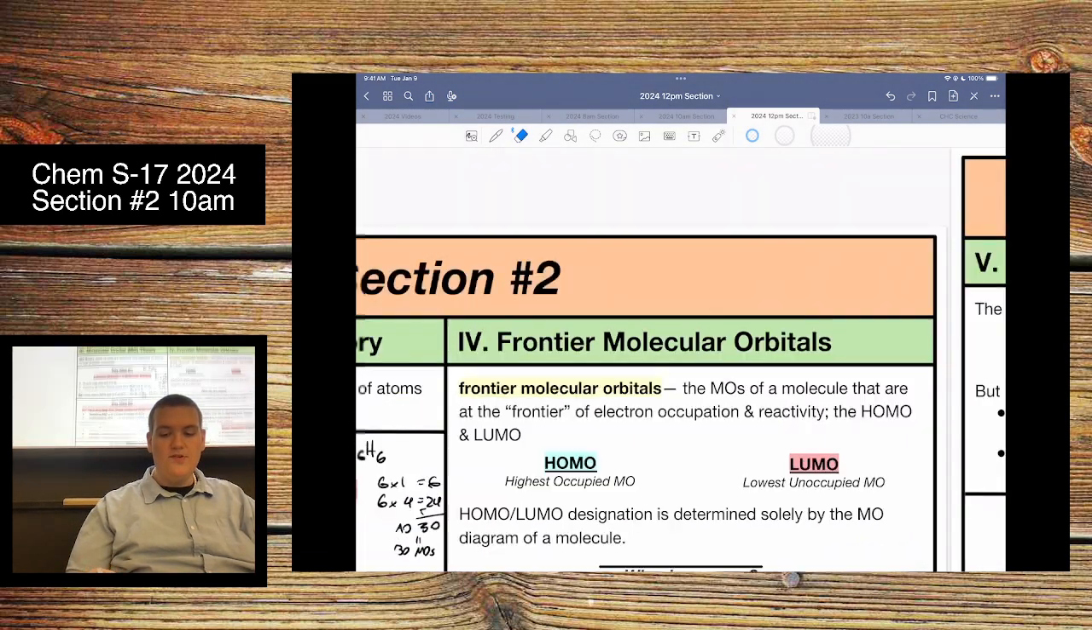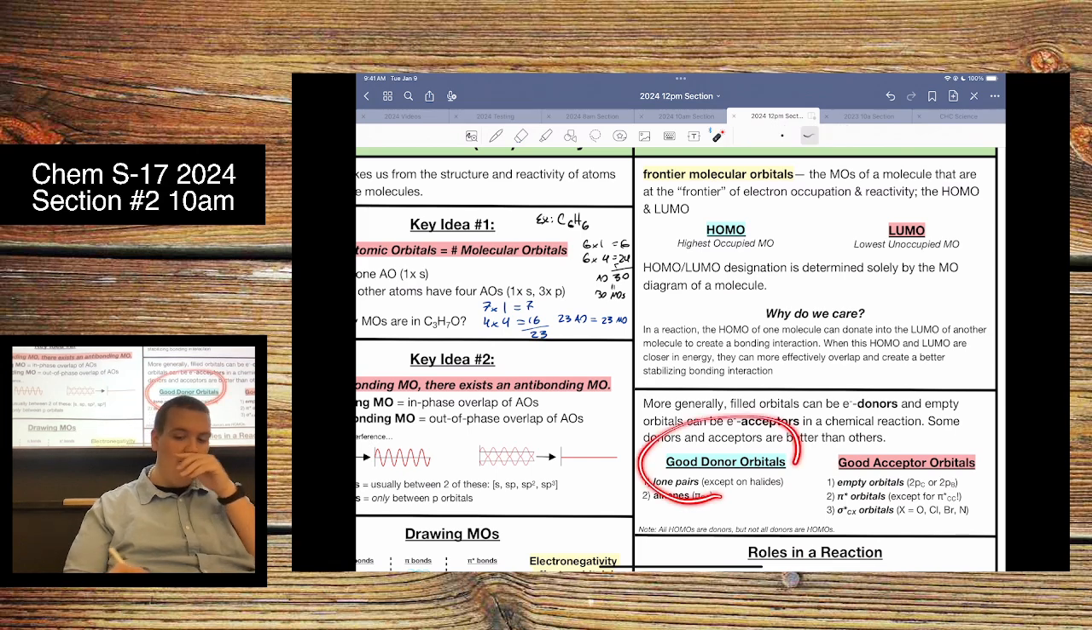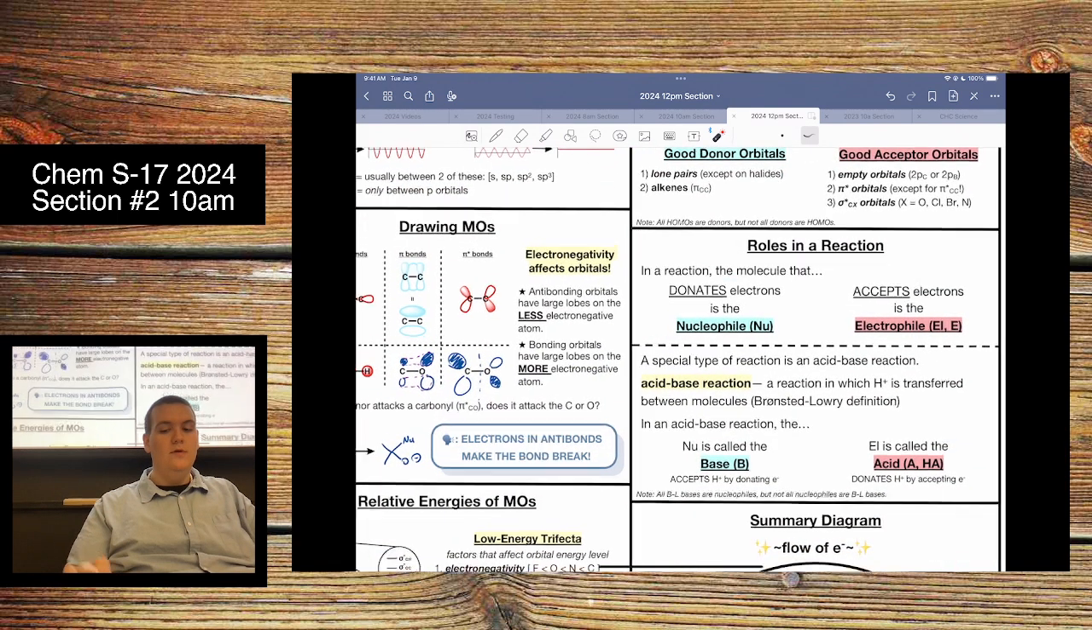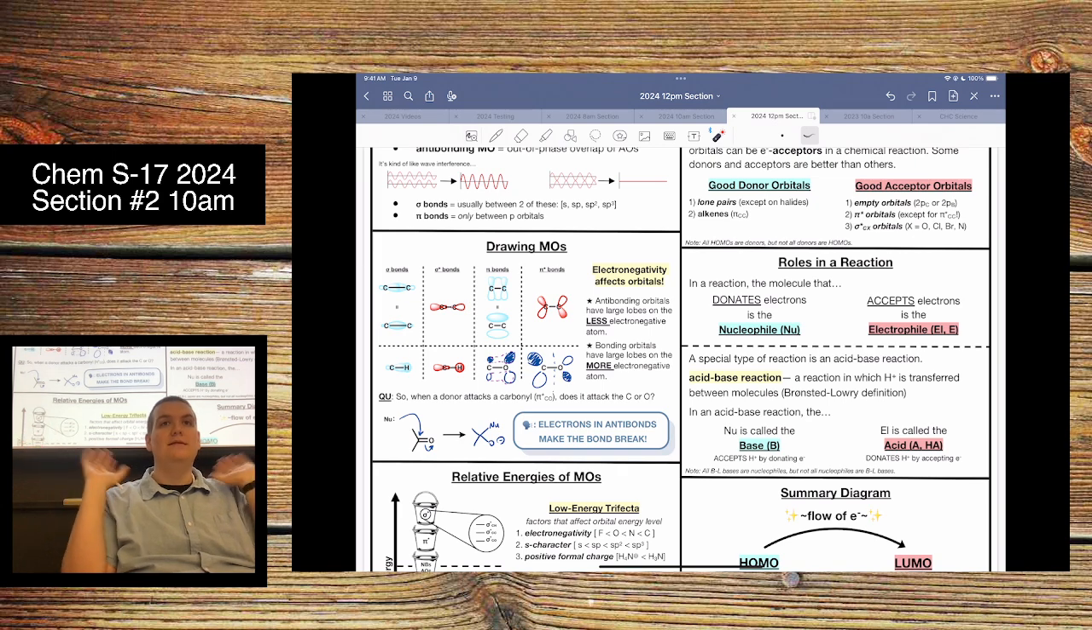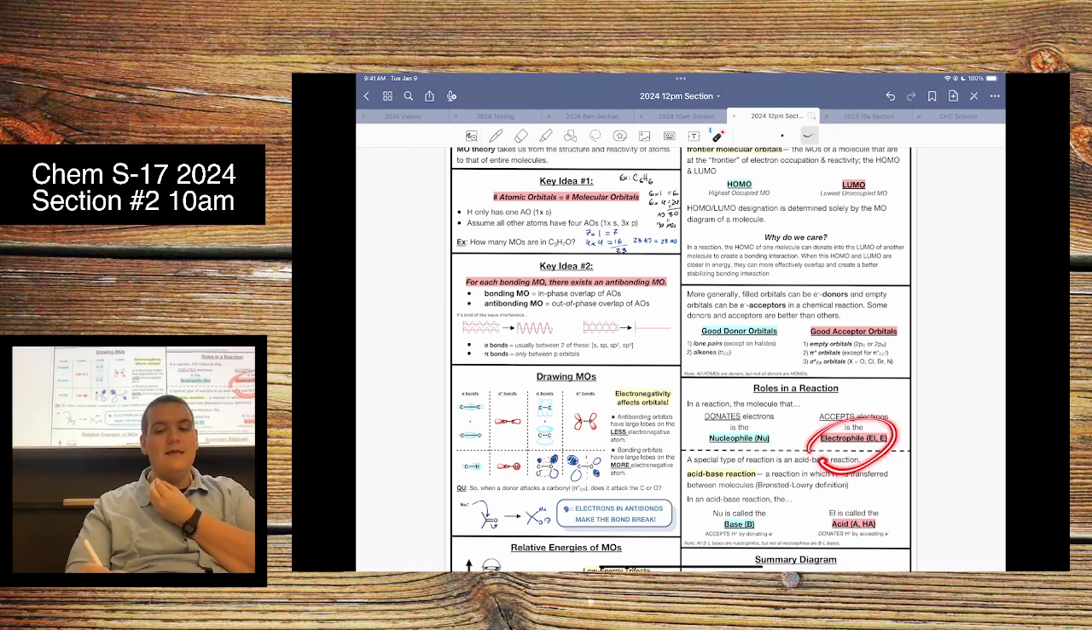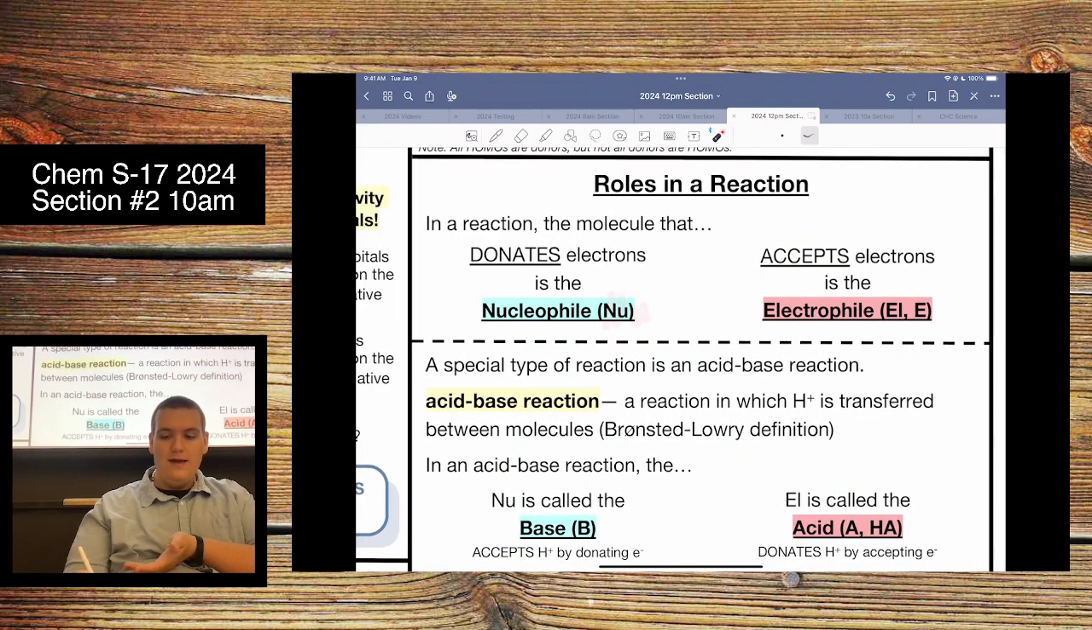So these are terms talking about specific orbitals. A donor can be a HOMO, an acceptor can be the LUMO, and these are based on the MO diagram. Now let's zoom out and talk about molecules. In a reaction, the molecule that donates electrons we call the nucleophile. So typically the HOMO is an orbital on the nucleophile. And the molecule that accepts electrons is going to be called the electrophile. And typically the LUMO of the reaction is on the electrophile. We abbreviate them with Nu and with EL or E for electrophile. I like EL, Tim likes E, so you'll see both of them.